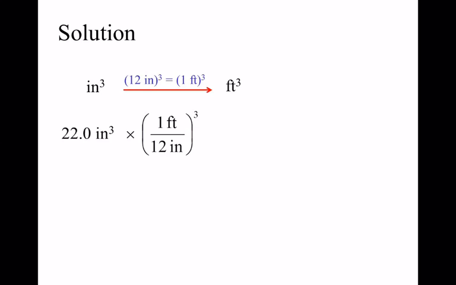144 times 12. It's 1,728. Yeah, so it's 12 times 12 times 12. So you guys know what we're doing here. So now notice we're allowed 3 significant figures because of the 22.0.